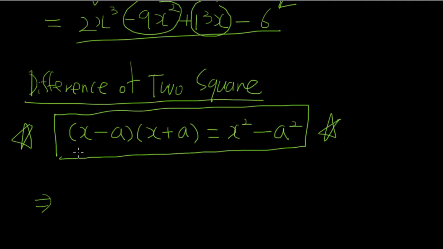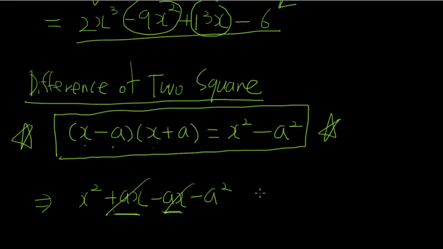To verify this, you multiply x times x, which is x squared, x times a, which is plus ax, negative a times x, negative ax, negative a times positive a, negative a squared. So these two middle terms, one's plus, one's minus, cancel each other. So you end up having x squared minus a squared, which is what it says in our formula.